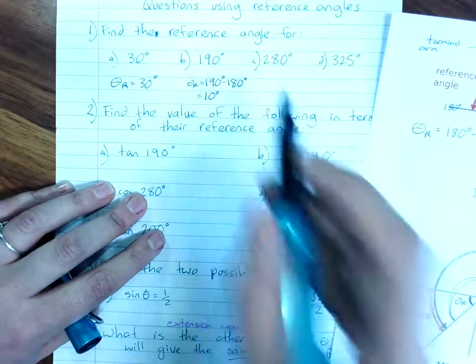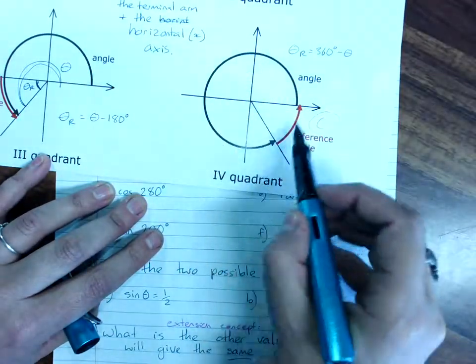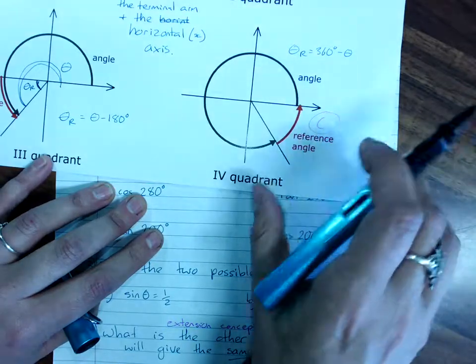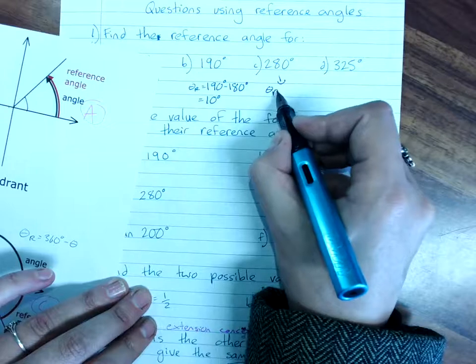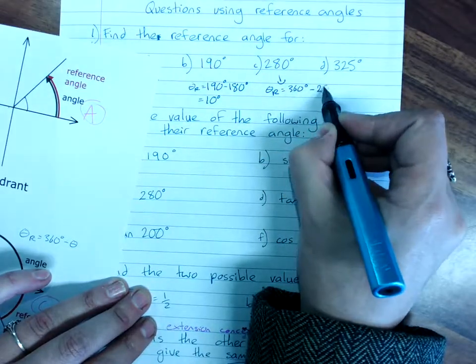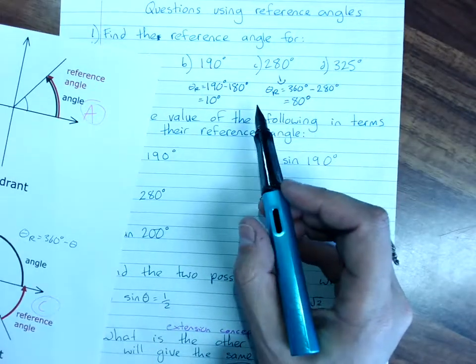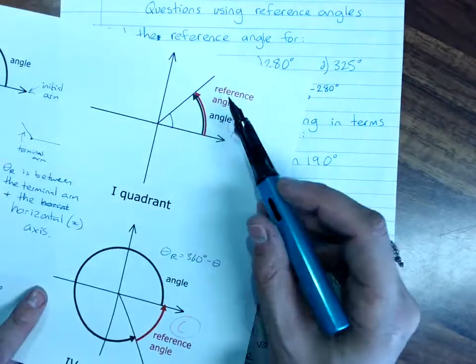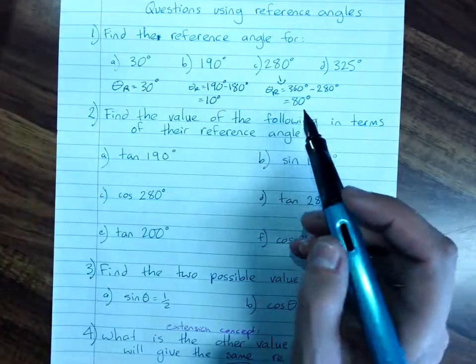280, fourth quadrant. 360 minus the angle itself. So you find the quadrant that you're in. It's a really good idea to look at your unit circle and work out the reference angle.